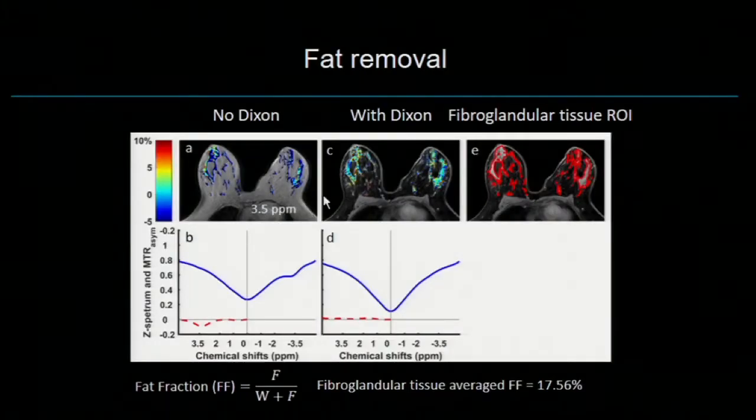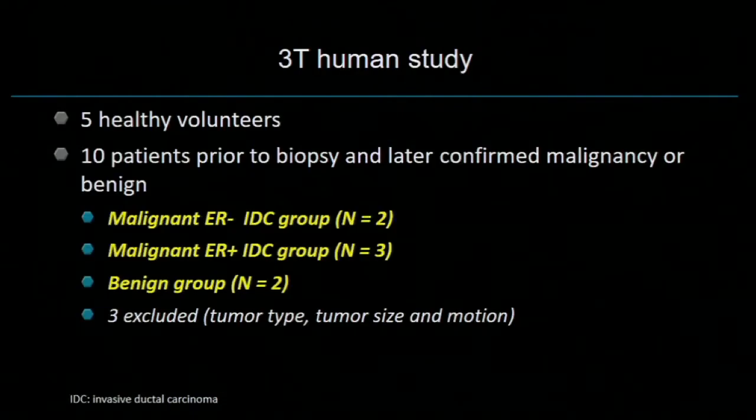These are the representative CEST images without Dixon and with Dixon. The Z-spectrum and MTR asymmetry are averaged in the fibroglandular tissue ROIs in both breasts. A fat dip can be clearly seen in the Z-spectrum without the Dixon, and it results in a negative MTR asymmetry. In the water-only Z-spectrum and MTR asymmetry, the fat influence has been successfully removed.